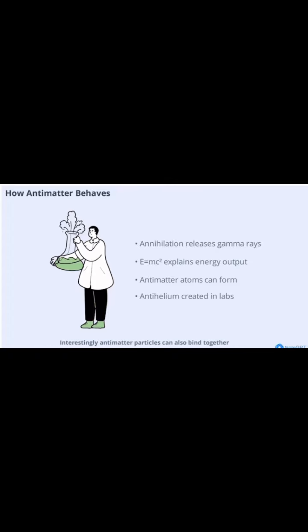Interestingly, antimatter particles can also bind together, just like ordinary particles do. For instance, a positron and an antiproton can form an antihydrogen atom. Scientists have even managed to create antihelium nuclei in laboratories, though these are extremely difficult to produce and observe.